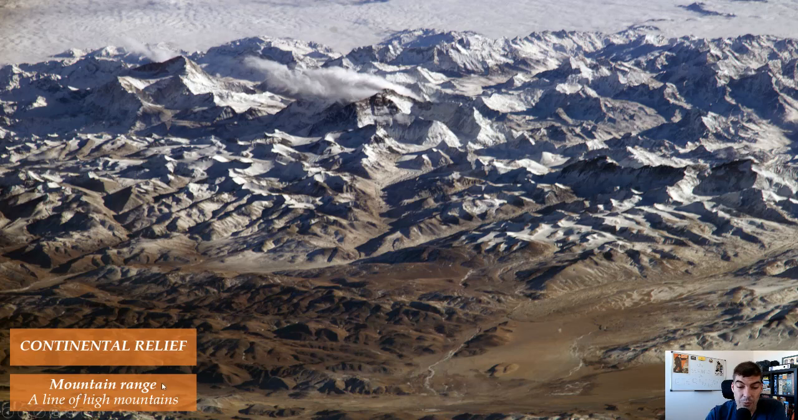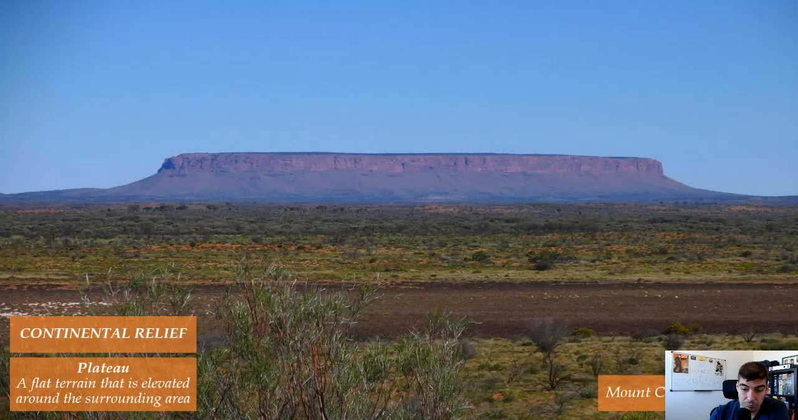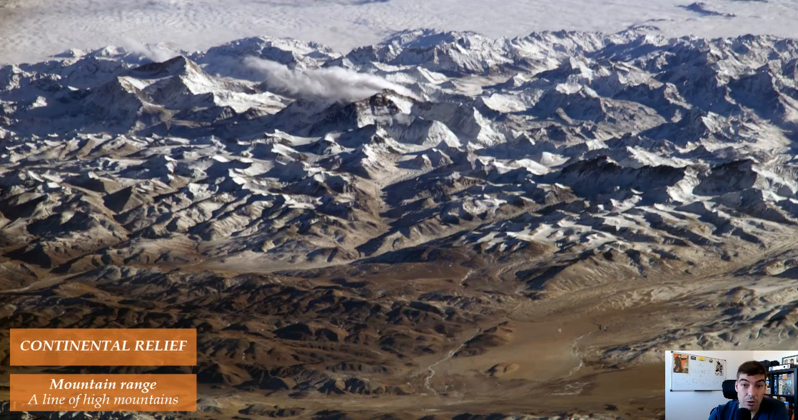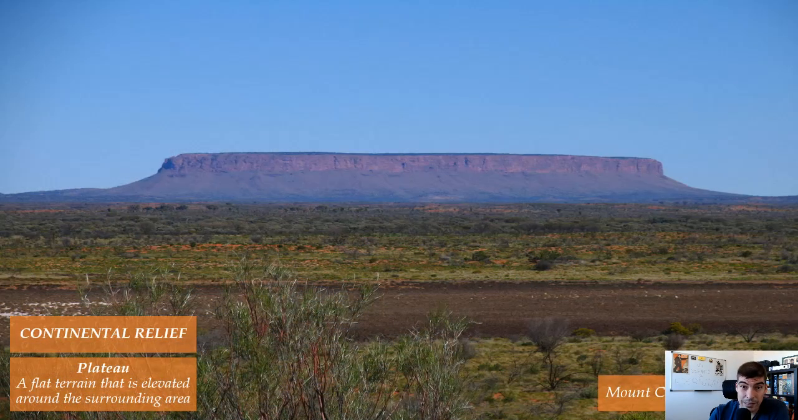First, a mountain range, which is a line of high mountains. This is the highest mountain range in the world, the Himalaya, and this is Mount Everest, which is 8,848 meters tall, okay? This is a plateau. Well, mountain range is a cordillera. A plateau is a meseta. What is a plateau? It's a flat terrain like this that is elevated around the surrounding area, okay? The altitude of this area is lower than the altitude of the plateau.